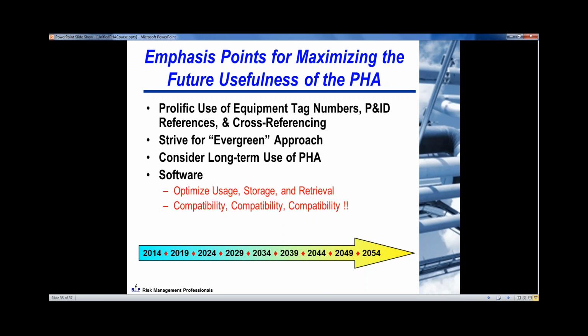Evergreen, thinking ahead, think about the long-term use of the PHA, and again, make sure any software you're using is going to be usable in the future too. Whatever you do, a lot of these things need to get updated every 5 years. So what you do in 2014 is going to have ramifications for you or someone else in 2019, 2024, etc.